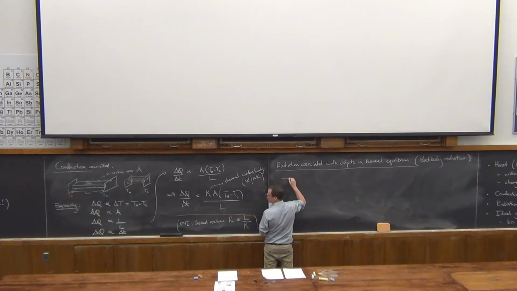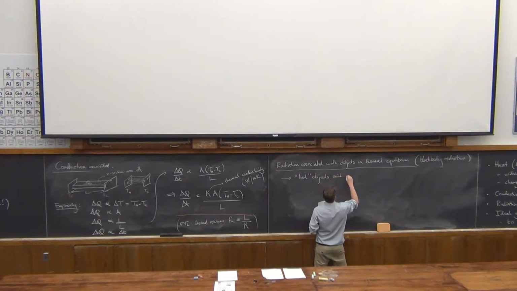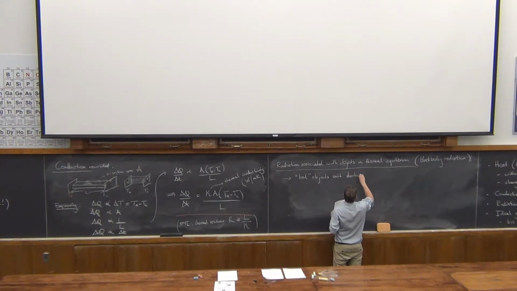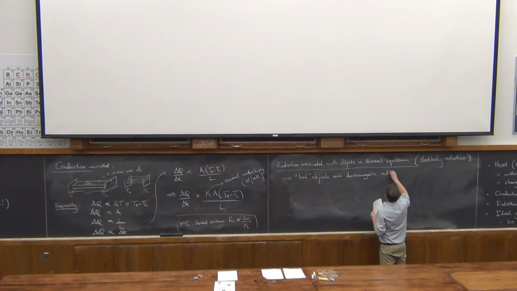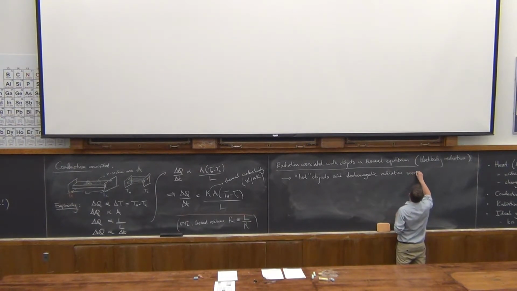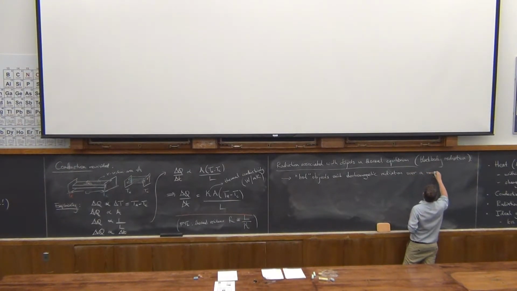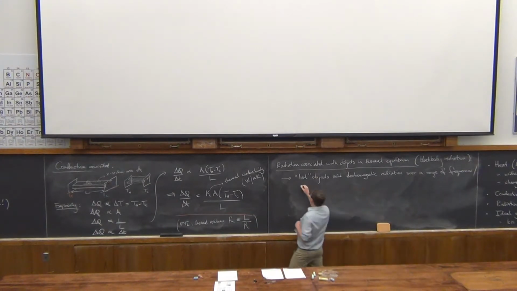So, quick context here. We call them hot objects. They emit electromagnetic radiation. Again, I'm going to come back to this at some length later in the semester. So, electromagnetic radiation over a range of frequencies and wavelengths. So, colors, if you will, if you're talking about visible light. You know this, but we'll explore it more later in the semester.